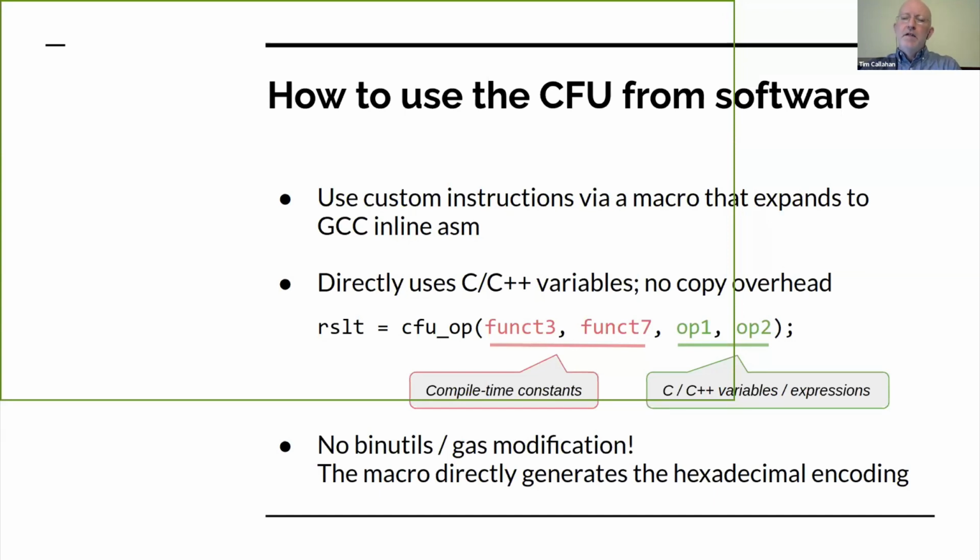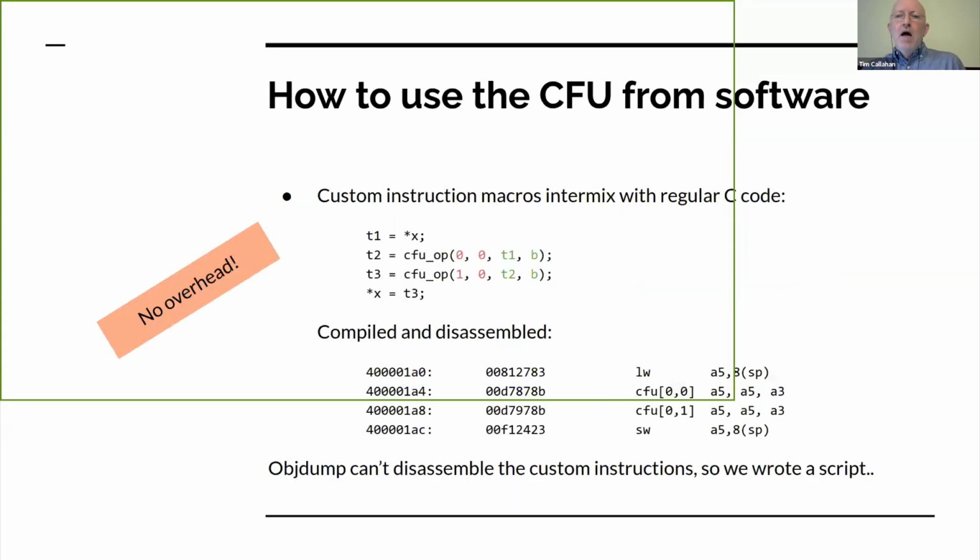Now, to make it a little more readable, you might want to do another pound define where you define each of your new custom instructions with a more meaningful name like MAC or init or read back from CFU or something like that. And again, it mixes completely freely with C code with no overhead at all.